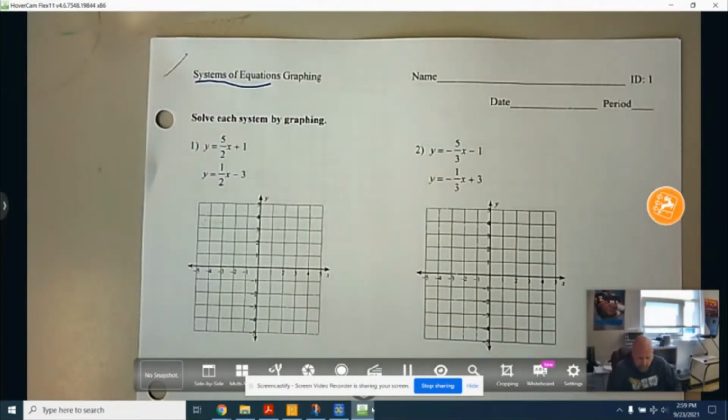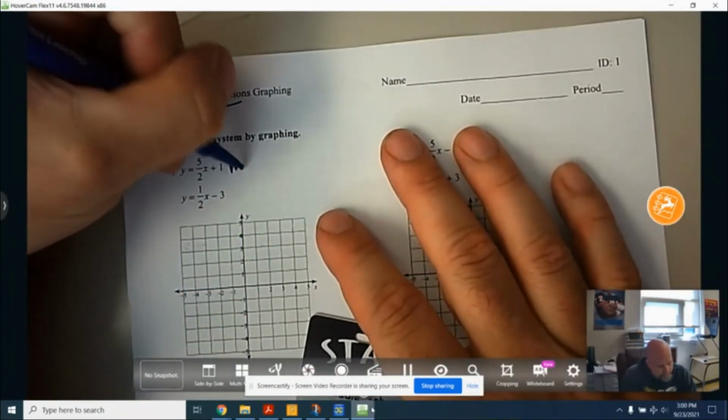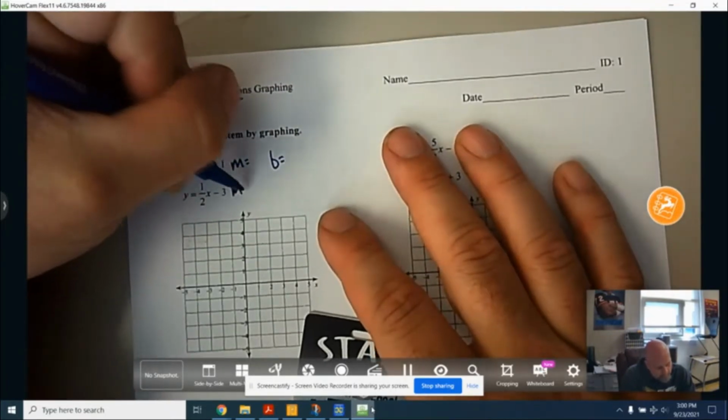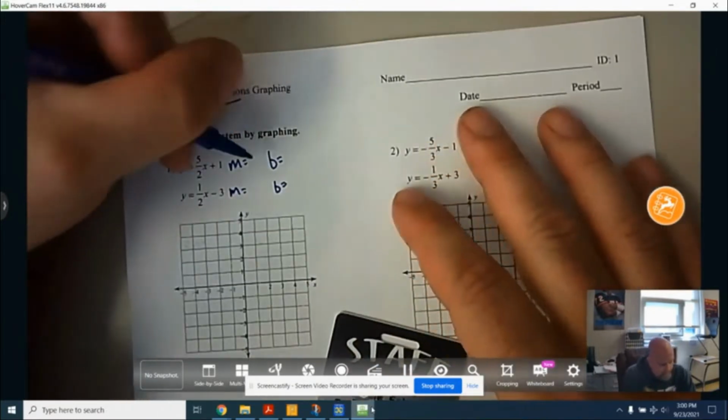For today, we're going to put both of these equations on the same grid. I'm going to start off with number one. I'm going to write down m equals, b equals, same thing we did last chapter, m equals, b equals for both of the lines.